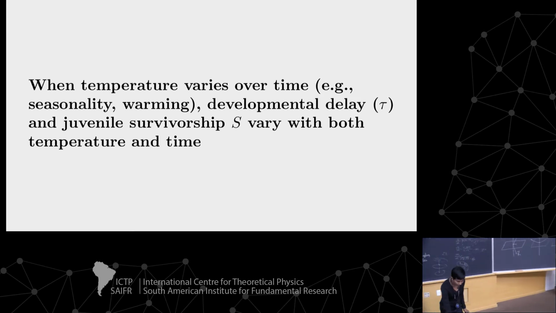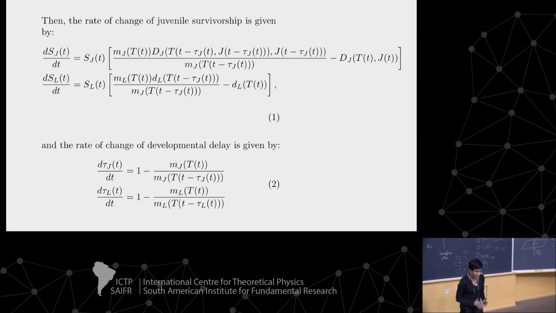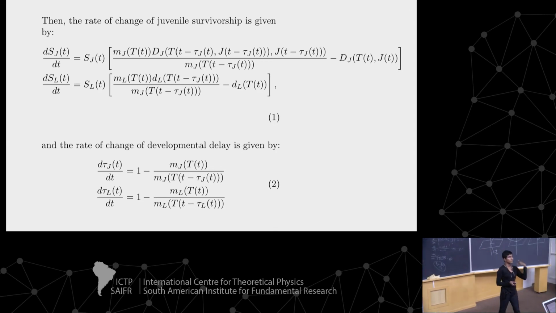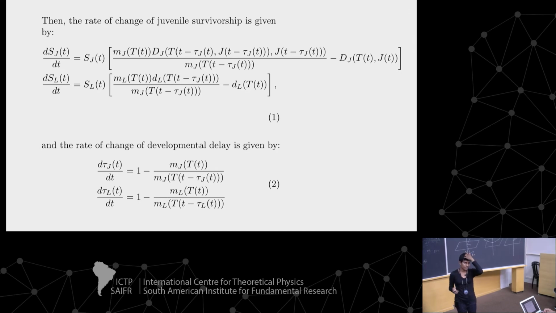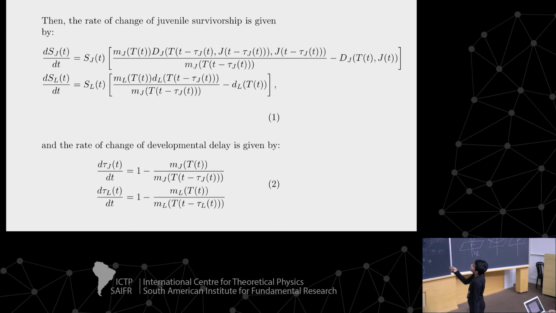Now, so then we actually have to write down functions to describe how survivorship changes with time and how the time delay changes with time. This is why it's a bit more complicated than using a straightforward single ODE or a system of ODEs. So now we have the change in juvenile survivorship given by these equations. That's for the resource and that's for the consumer. And these are the rate of change in the developmental delay.